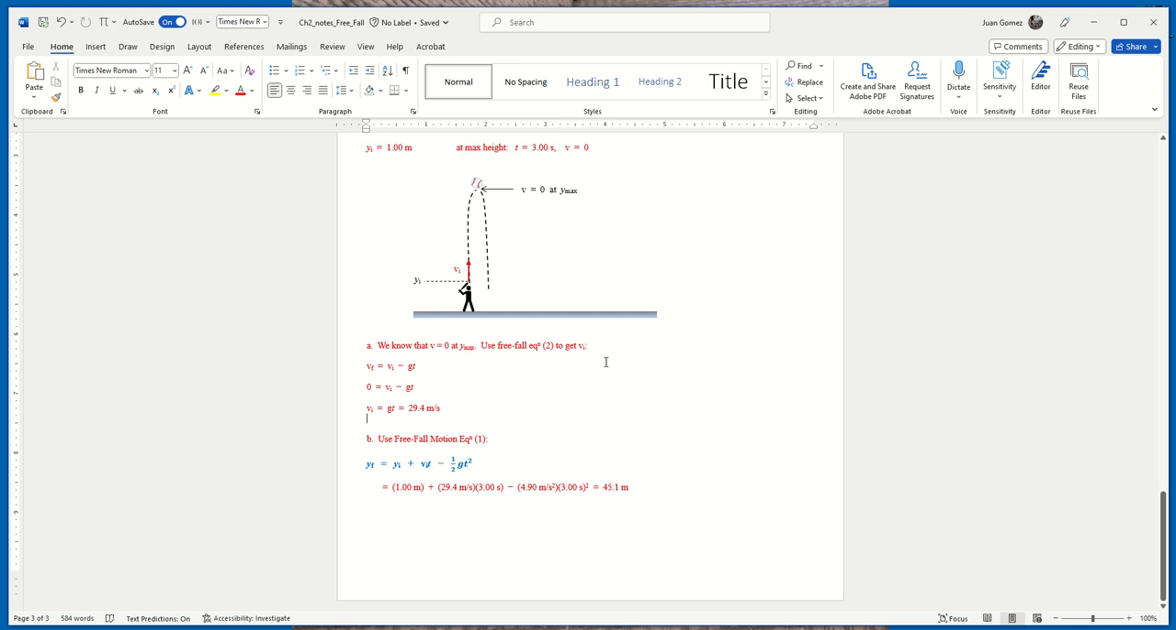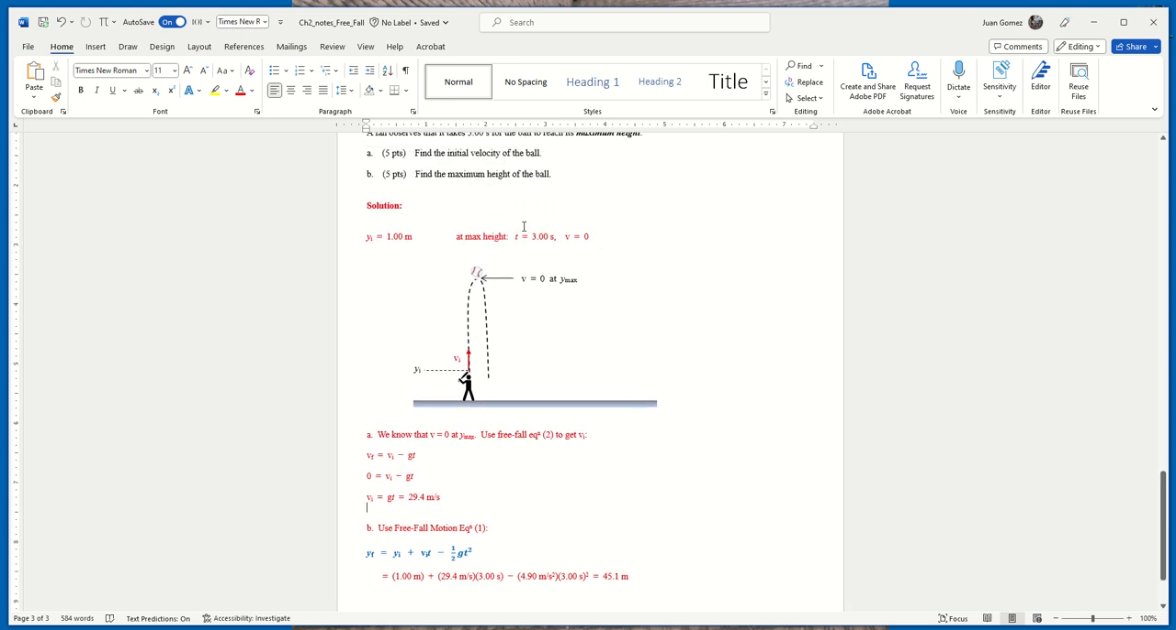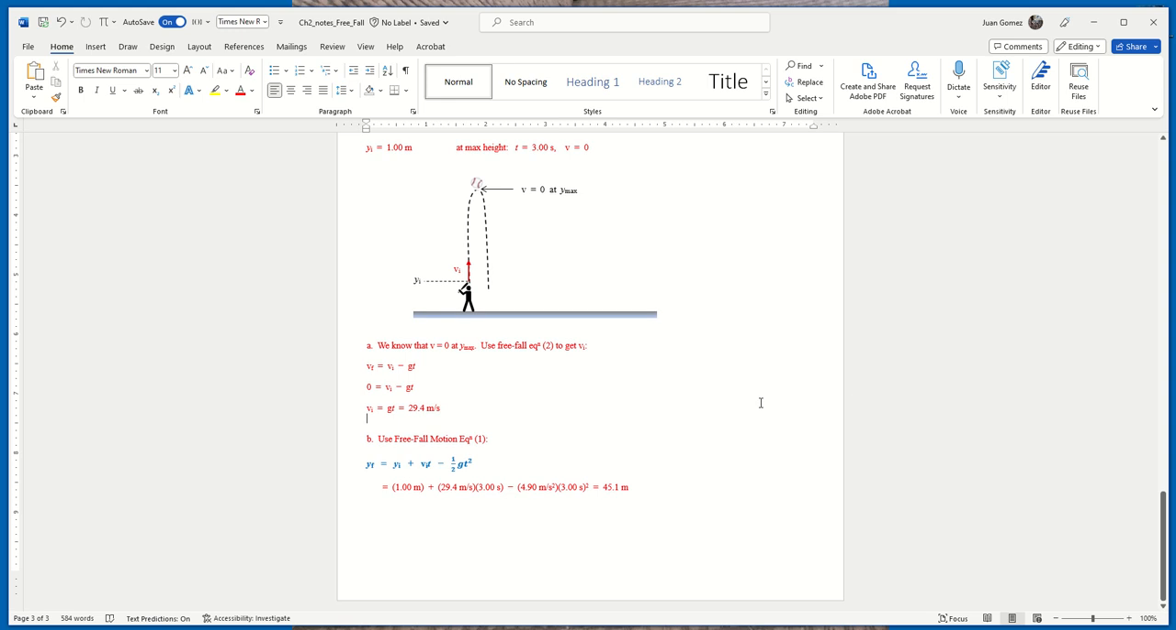And plug in the numbers. Again, G is 9.8 meters per second squared. We know from the fan, T is 3 seconds. 9.8 times 3 is going to give you 29.4 meters per second.